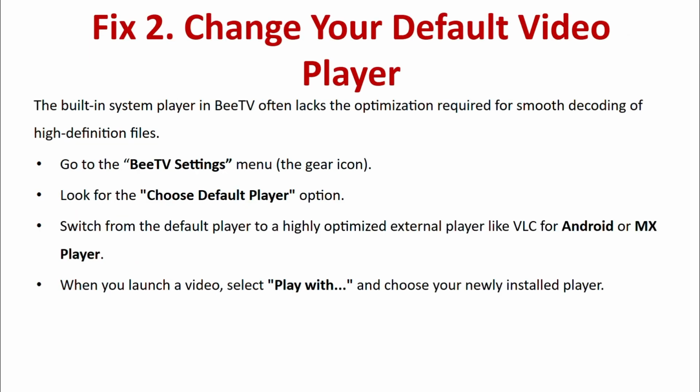Fix 2. Change your default video player. Go to the BTV settings menu, which is the gear icon. Look for the choose default player option and switch from the default player to a highly optimized external player like VLC for Android or MX Player. When you launch a video, select play with and choose your newly installed player.